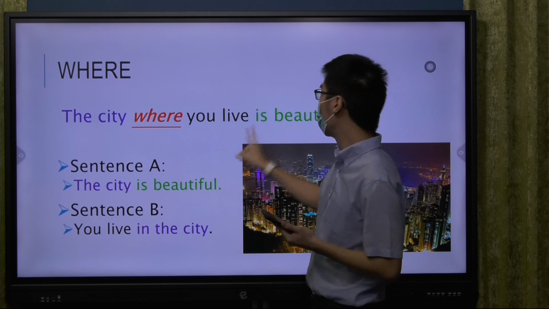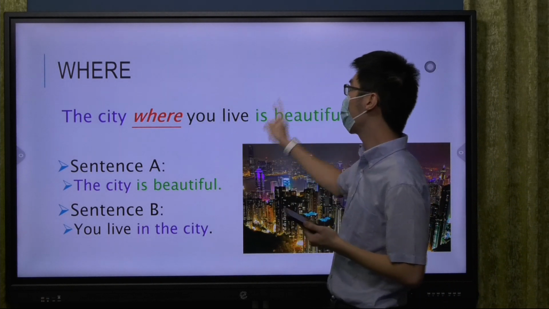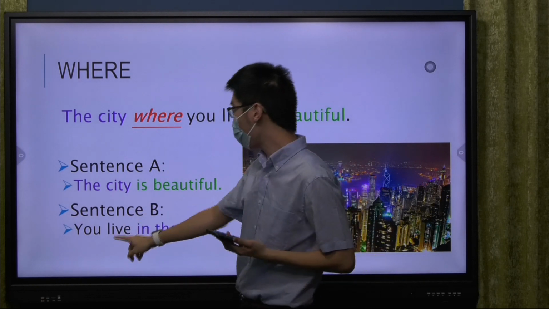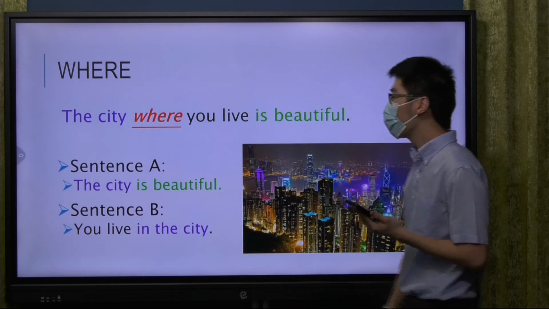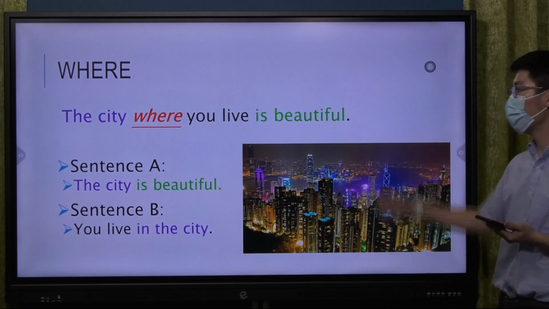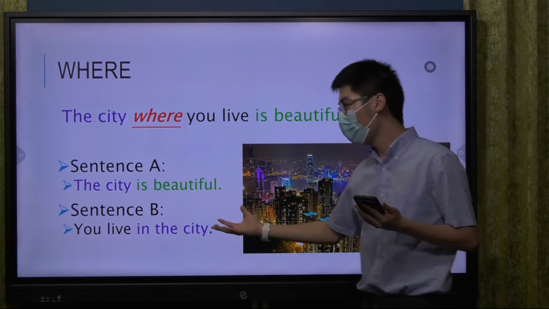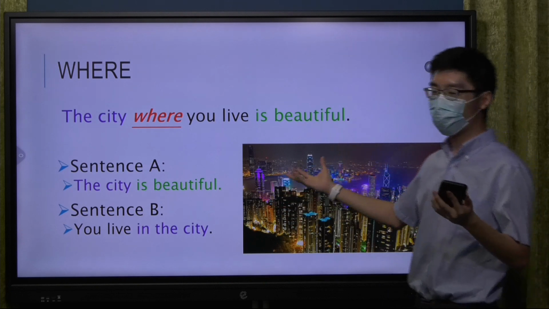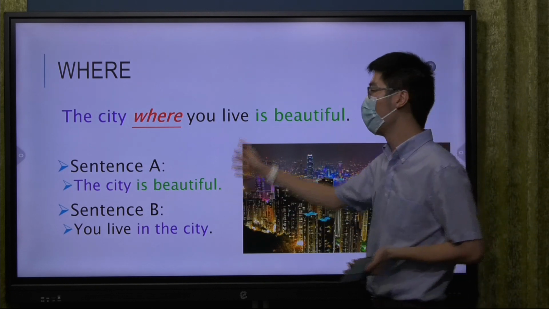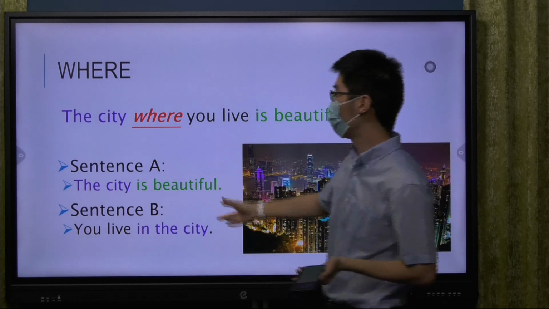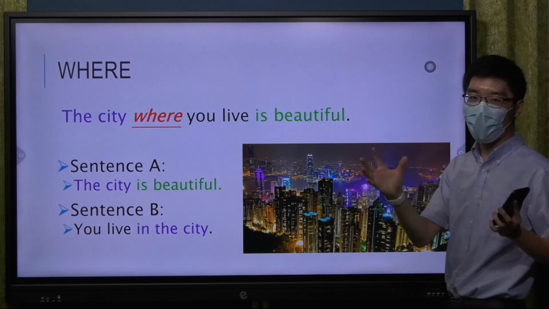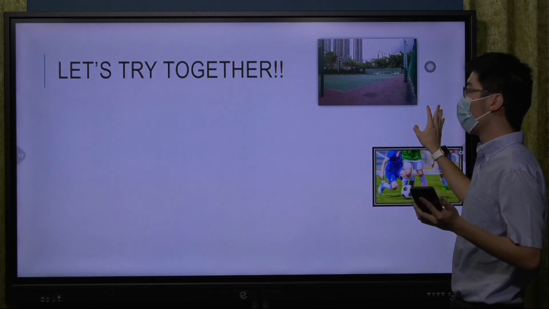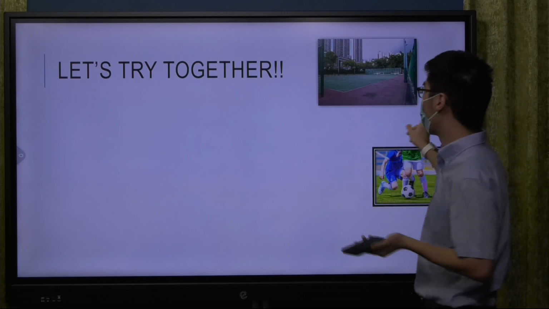You can see, you live. So I'm talking about the city you live in. So sentence B should be: you live in the city. So using the defining clause, you can combine two sentences into one, or if you understand thoroughly what you mean by defining clause, you can separate the sentence into two. So you can combine and separate if you totally understand the defining clause. Okay, so let's try together for this sentence.